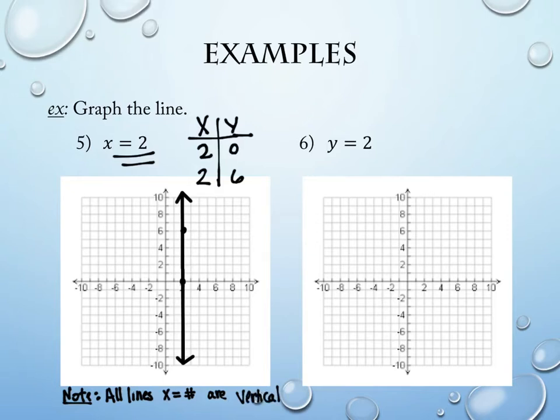And then over here on this one, we've got a similar thing going on, except that it's the y value that never changes. Y is 2, and x can be anything. So maybe we have negative 2, and y is 2, and we have positive 2. So I have (-2, 2), and I have (2, 2).